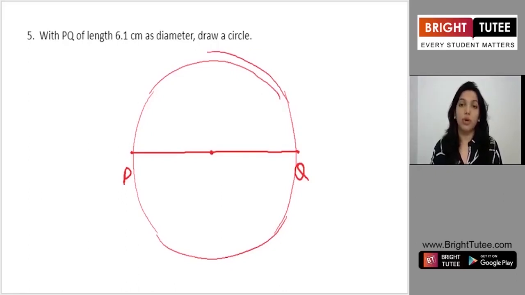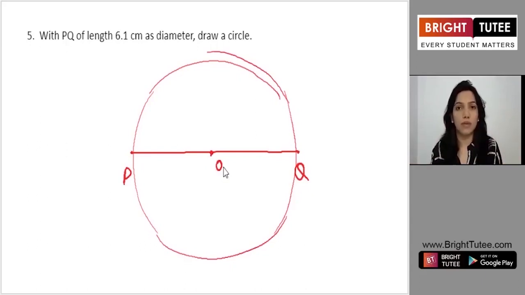So what do you do? You use the ruler and measure exactly the half point, like exactly measure where the half of line PQ is. Okay. So when you are done with this, you mark this point, say O, and keeping the point at O, you draw a circle. This is the circle that you need.